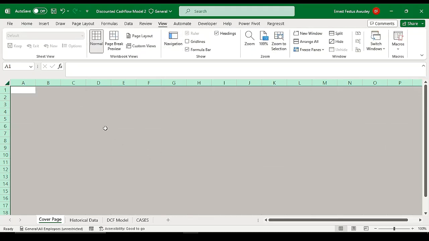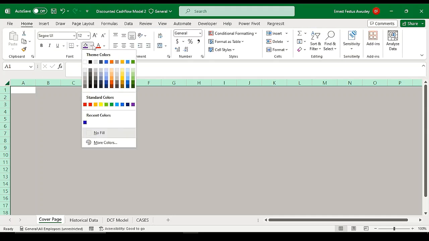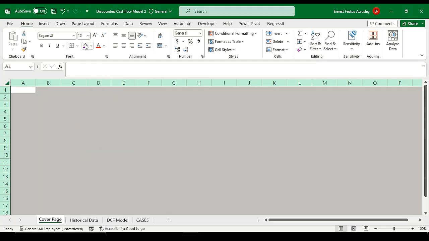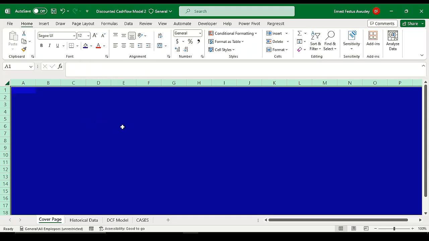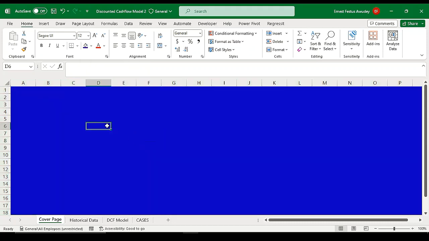So removing the grid lines there, and then I'll come to my home page, and since we have used blue a lot, let's change the fill color of our background to this blue here. Good. Then what we are coming to do is to say that we are going to, so we can have something here.